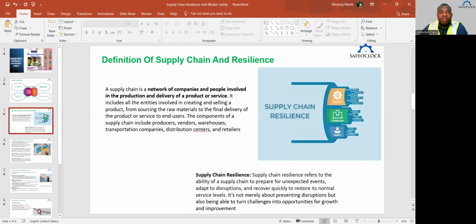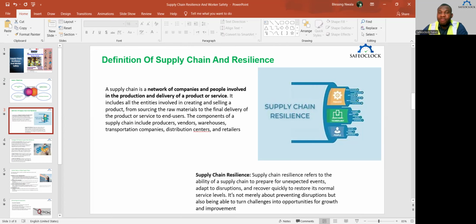What do we mean by supply chain? Supply chain is a network of companies or people who are involved in the production and delivery of products and services. So it's a network, it's interrelated, people working together to ensure that a particular objective or a particular product is made available in the market or in the workplace.